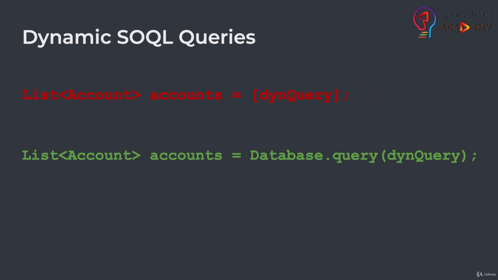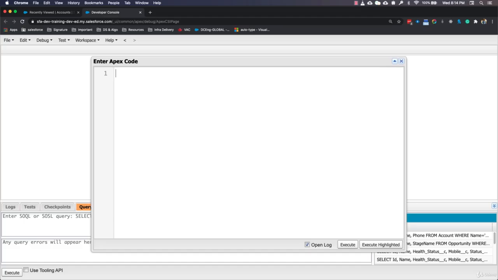So let's go back to our developer console and let's build a dynamic query. In our anonymous window, I'm going to create a string variable called accountClass. And for now, I'm going to give it a value of class1. And we are going to use this variable to build our dynamic SOQL query. For example, let me create a variable called queryString. You can name it whatever you want. And it's querying some fields from the account object. So Id, Name, Phone, and Rating from Account.